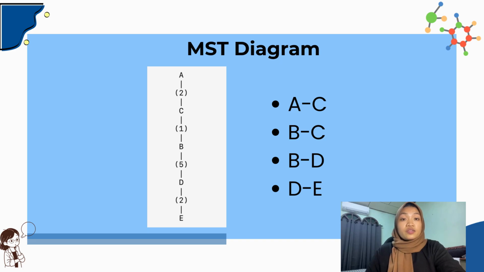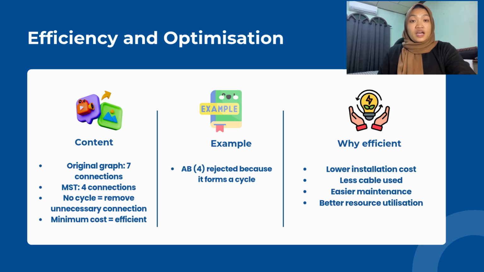This diagram shows the minimum spanning tree of the campus network. We can see that all buildings are connected using only the necessary connections, which are AC, BC, BD, and DE. The structure is a tree because it is connected and has no cycle. This means every building can still be reached, but there are no unnecessary loops. So, this diagram clearly shows the optimized form of the campus network. Lastly, I will explain why this solution is efficient and how it minimizes cost in the real campus network.